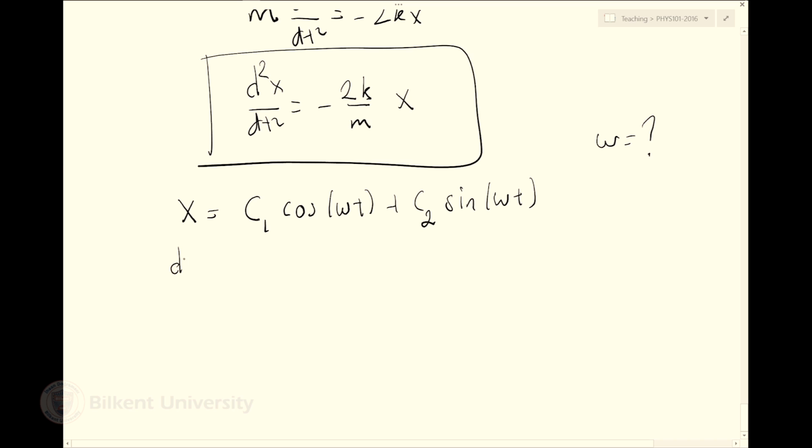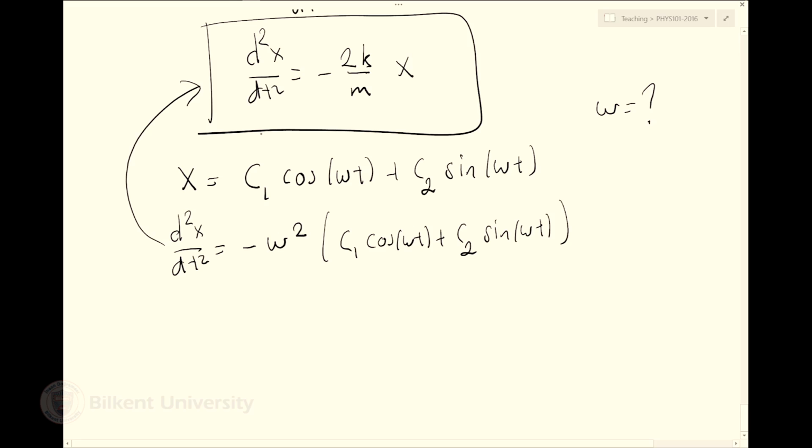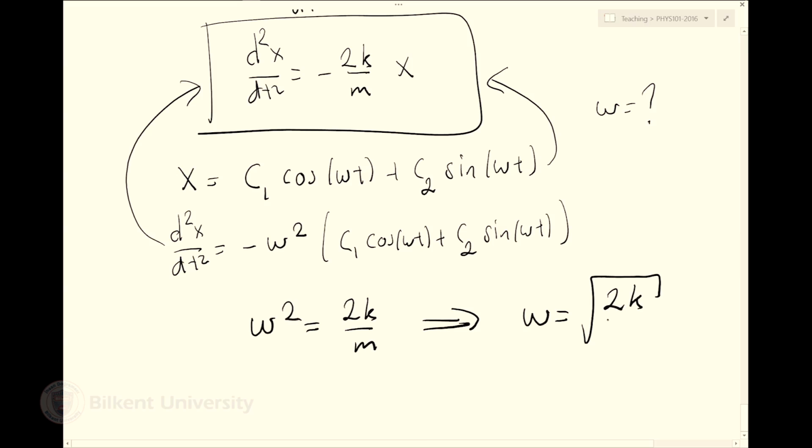If I take two derivatives of this, I'll just have minus omega squared times C1 cosine omega t plus C2 sine omega t. I chose these functions because taking two derivatives of them is basically getting a minus sign times the constant. So now I can plug this into my differential equation. What I will find is omega squared is 2k over m, or omega is square root of 2k over m.